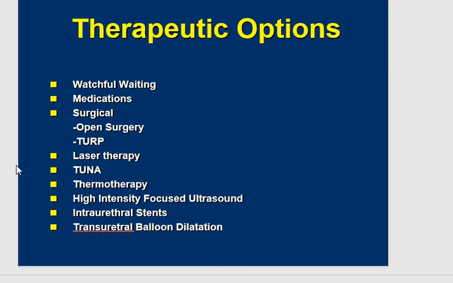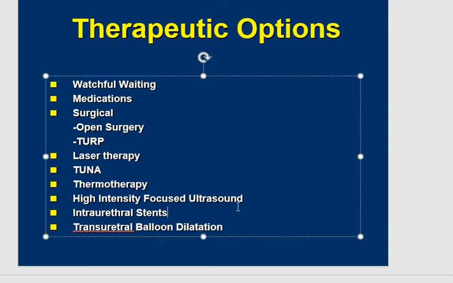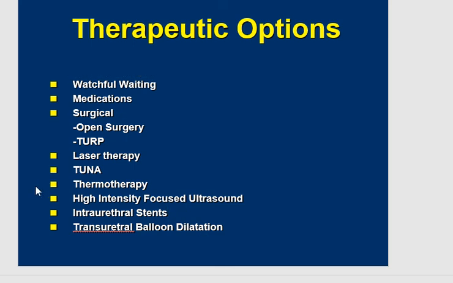TUNA is done not very routinely, results are not good, but in unfit patients one can do TUNA. Thermotherapy is no more. High intensity focused ultrasound used to be done, but results are not good. Intraurethral stent, yes, in unfit patients, biodegradable stents are placed inside the prostatic urethra, and with time they open up the prostate, and the patient starts voiding. Balloon dilatation used to be done, but the results are not good.